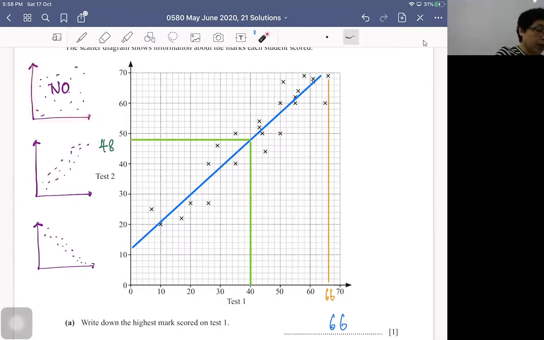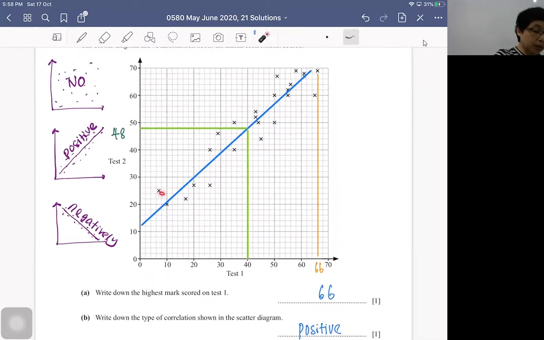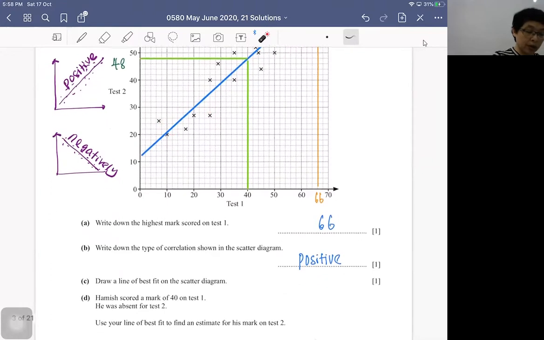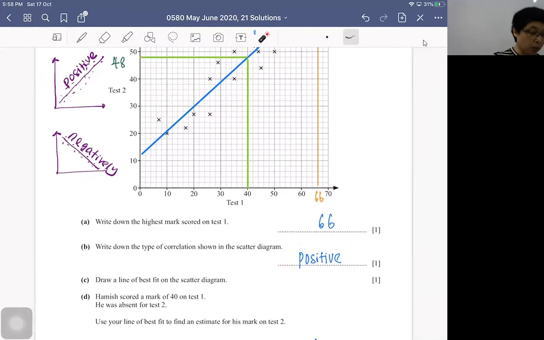And then when you notice there is some kind of positive uptrend, that means it seems to be going up with a positive gradient, and that is a positive correlation. And sometimes the scatter seems to have a downward trend, therefore we call this negatively correlated. Now back to this question, we notice that the trend seems to be going upward. So that explains the answer as positive.